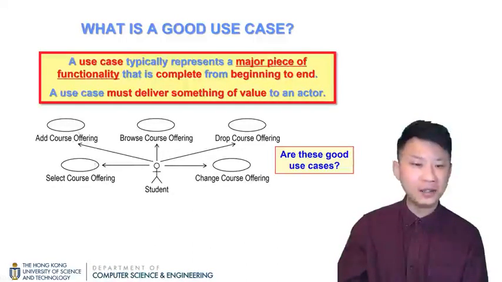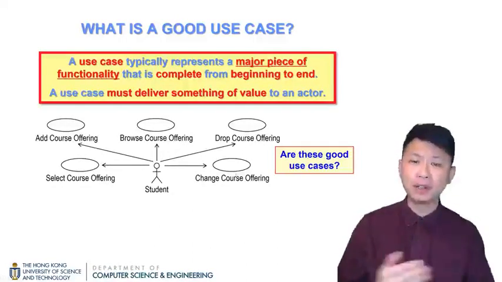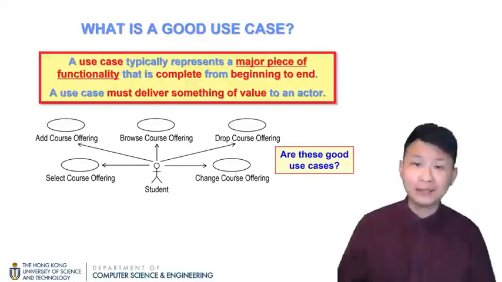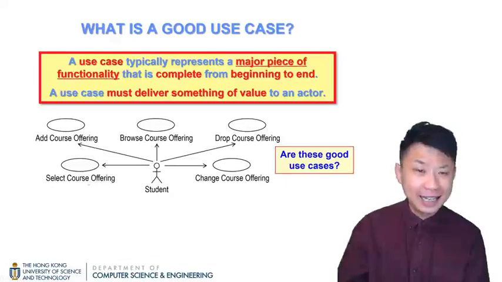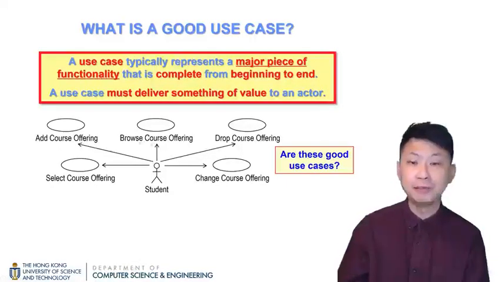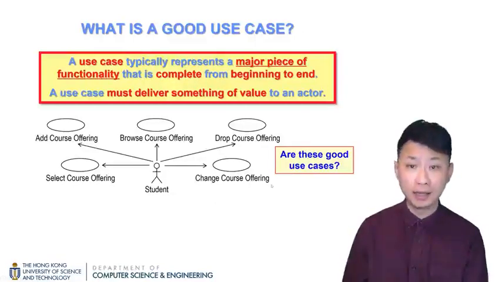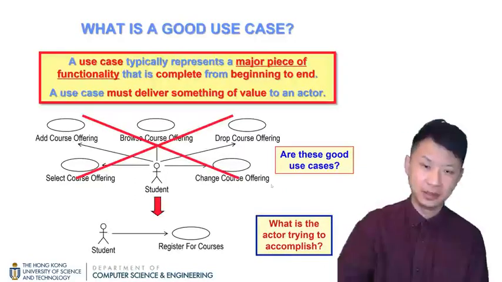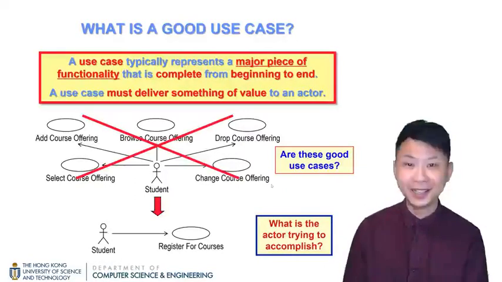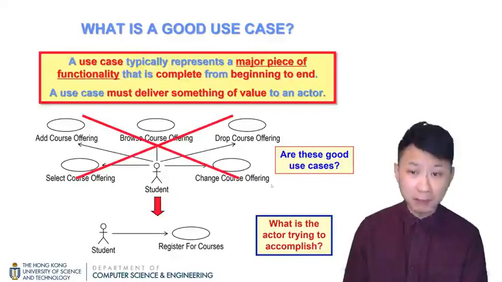No, they are not good use cases because they are only part of the story. They are not a complete story. We have to make it more complete. So the student is selecting a course offering, adding a course offering, browsing course offerings, dropping a course offering, and also changing their course offerings because they are doing what? They are trying to register for courses. So that's why we have to group all these functionalities here and make it more complete.